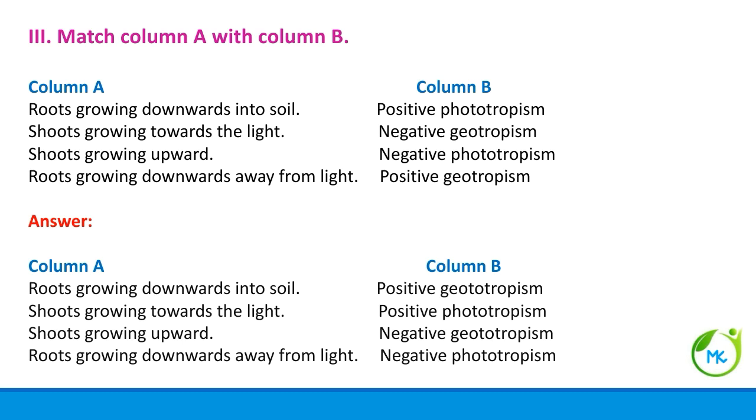Let's match it correctly. First one, roots growing downward into the soil. So towards the soil. So which means gravity. So it is positive geotropism. Shoots growing towards the light. Again it is positive because it is growing towards. So it is positive. Light means photo. So positive phototropism. Shoots growing upward. So shoot growing upward is negative geotropism. And roots growing downward away from the light. It is negative phototropism.